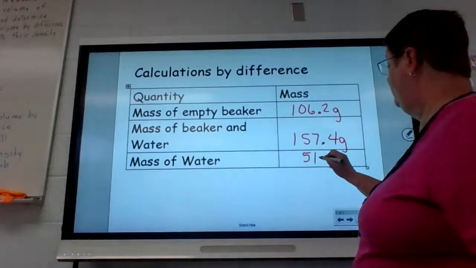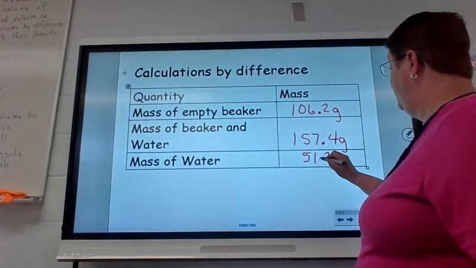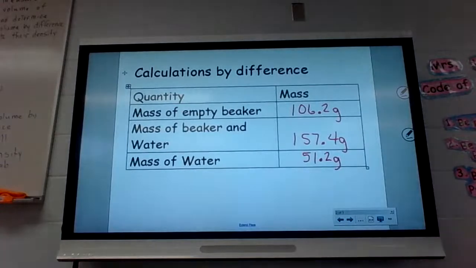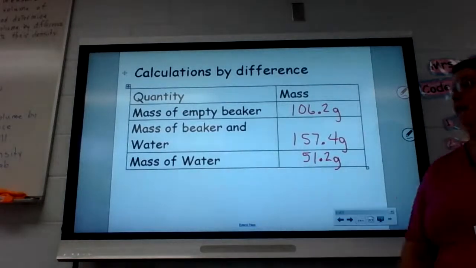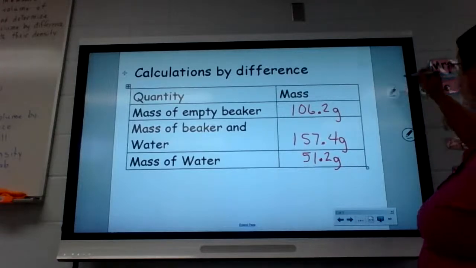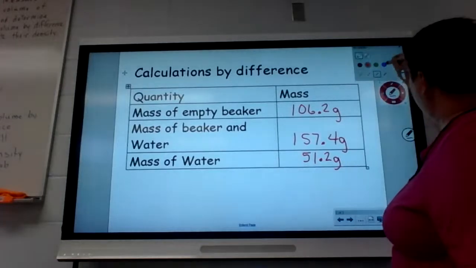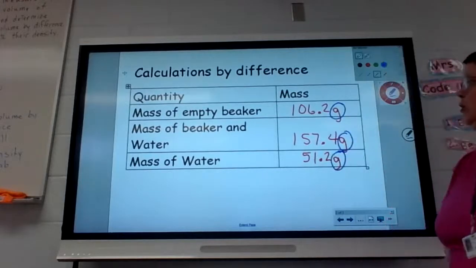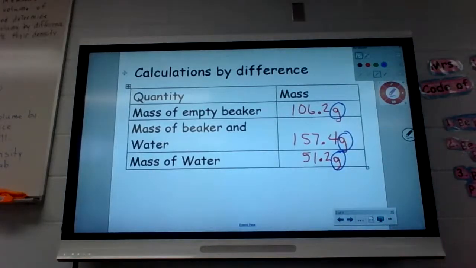Okay? Is everybody okay with that? Because the mass of the empty beaker is going to subtract out, and I'll be left with the water. This is what you did yesterday. Notice when I filled out my data table, what did I not skip writing down in all three parts? Units. Okay? You have to get in the habit of doing that also.